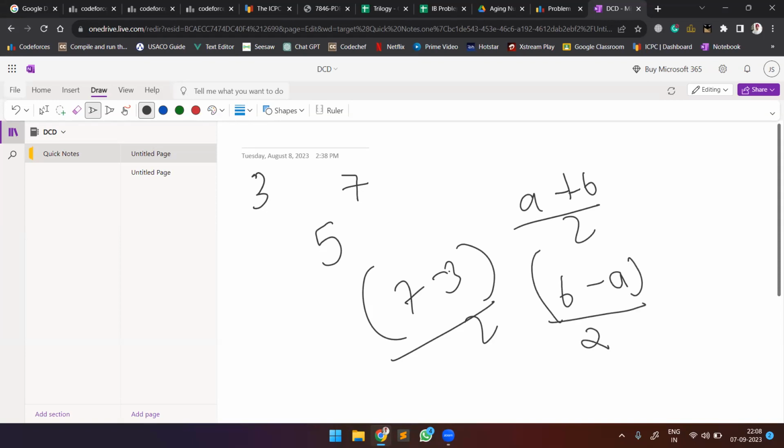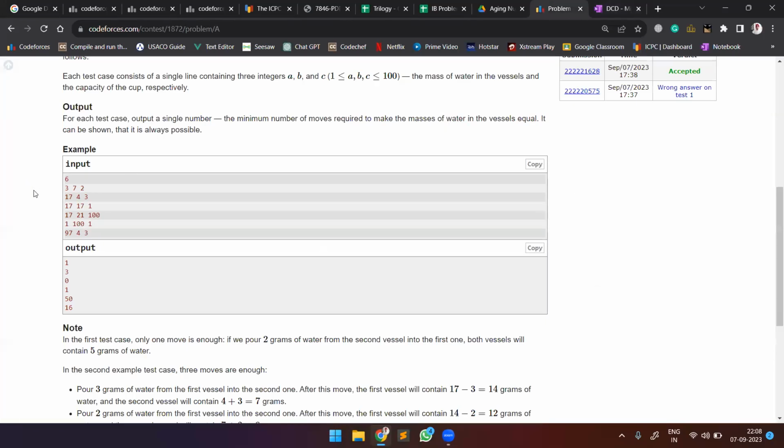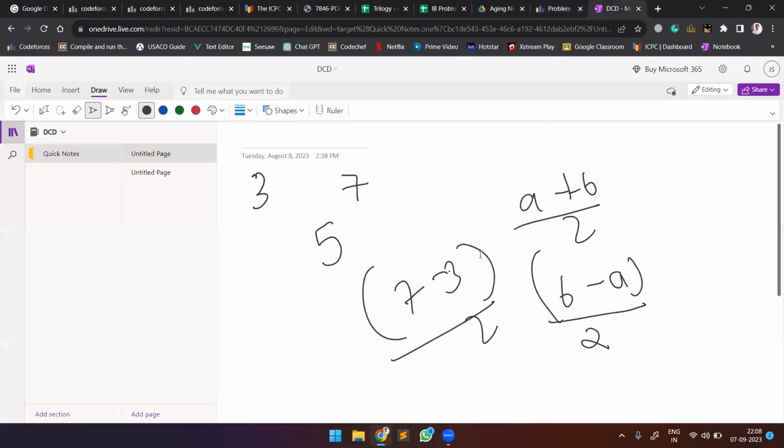We can shift at most C grams of water in one move, so we can take the ceiling of B minus A by 2, divided by C. So this would be the answer. If we consider 7 and 3, 7 minus 3 is 4 and 4 by 2 is 2. Actually, we have to shift 7 minus 3 by 2.